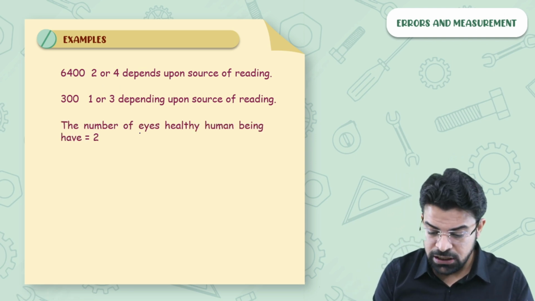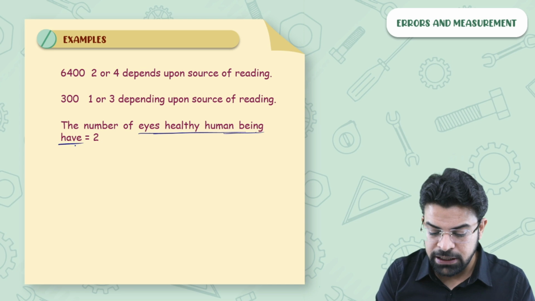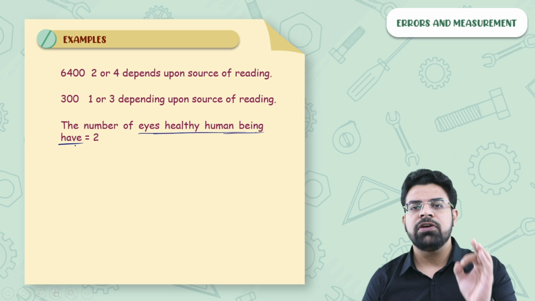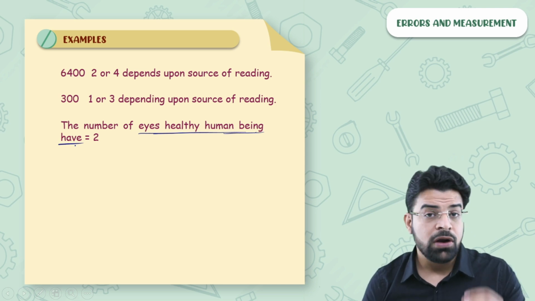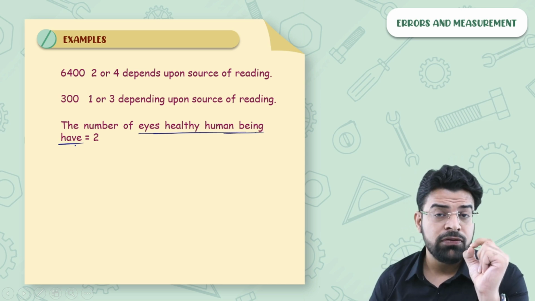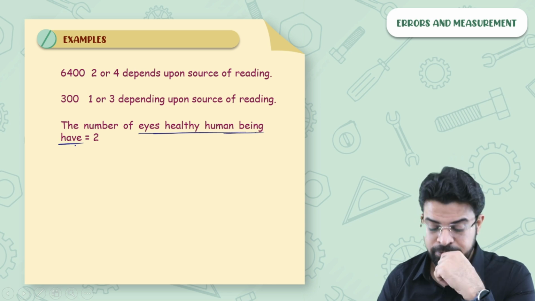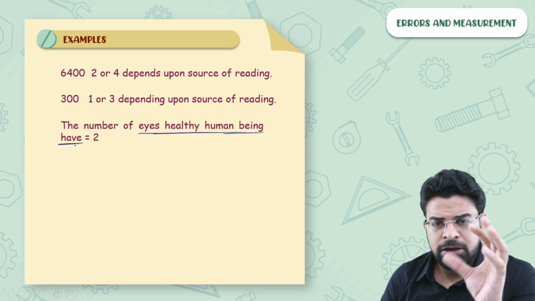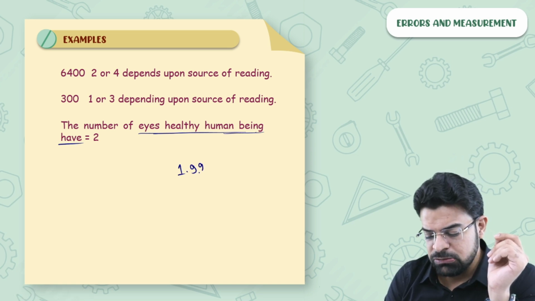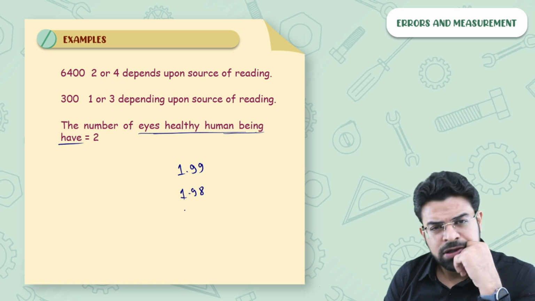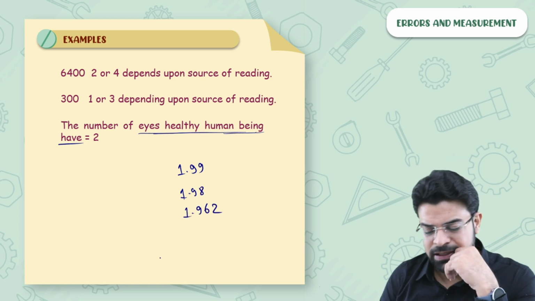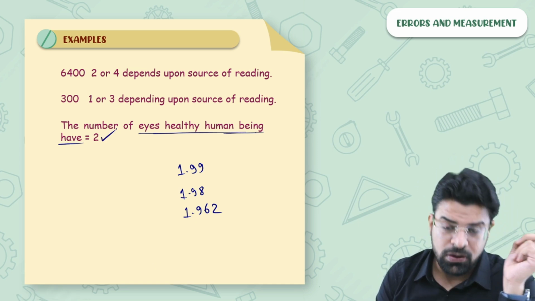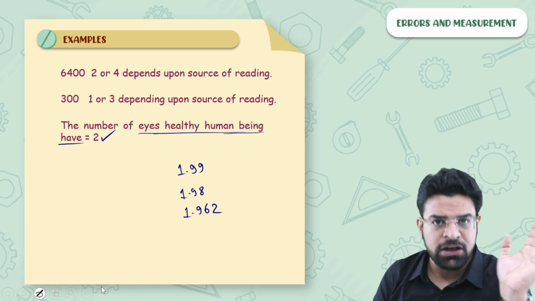Next, the number of eyes a healthy human being has is 2. The question is, how many significant figures are there in this 2? For any fixed number, the number of significant figures is infinite. If I ask you, can any healthy human being have 1.99 eyes, or 1.98 eyes, or 1.962 eyes? No, there is no chance of error here. They have to have 2 eyes. How sure are you? I am infinitely sure.